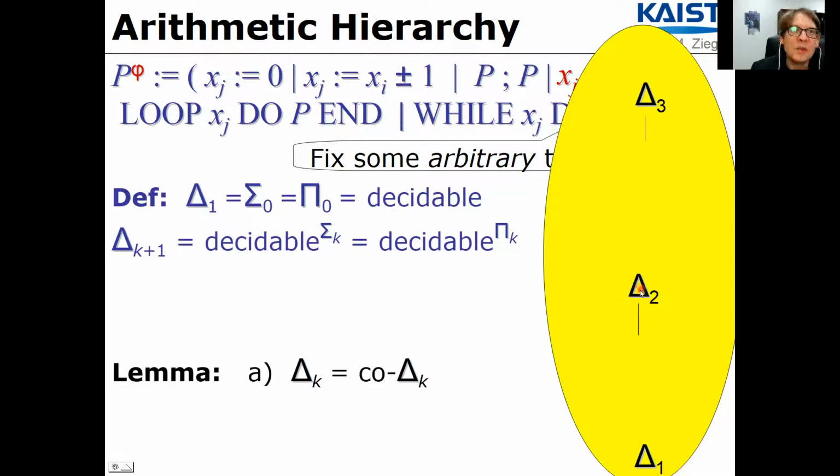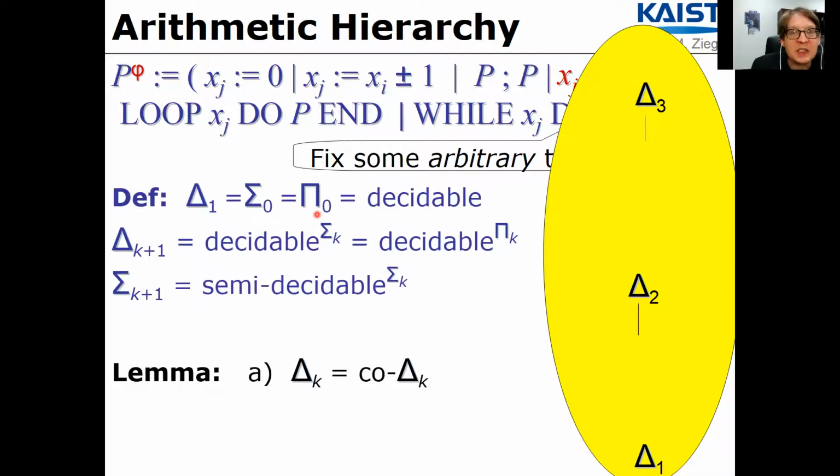Any problem here also has its complement here, not necessarily decidable, but again here. Any problem here also has its complement again here, and so on. That's the delta classes. But here we have two more classes, and you will see in a minute why they're really important, and we need to introduce them for the induction step.